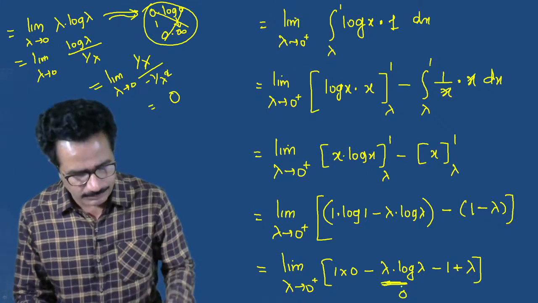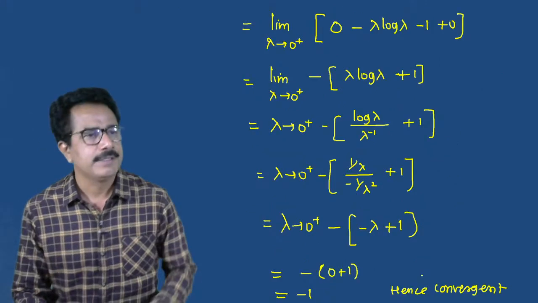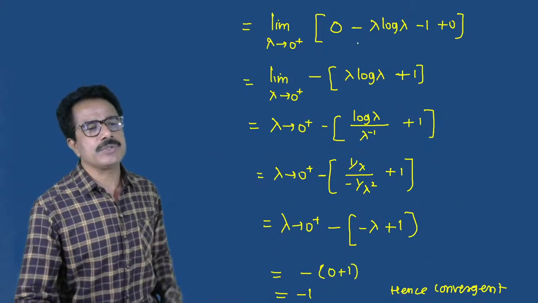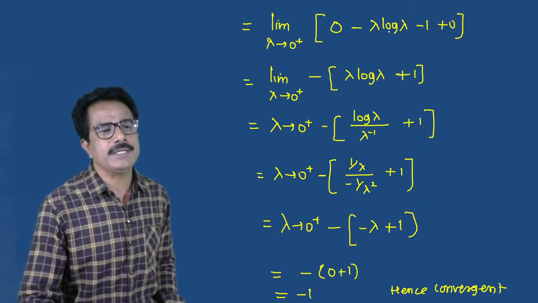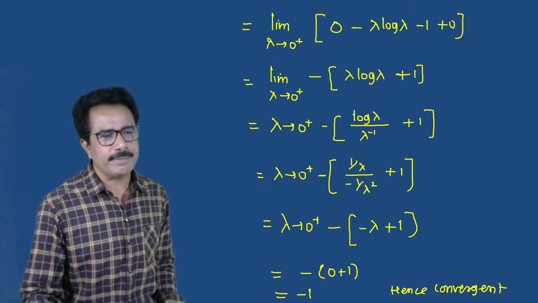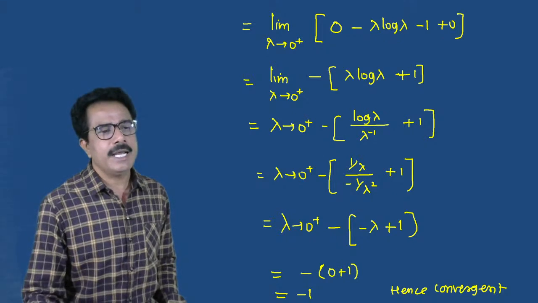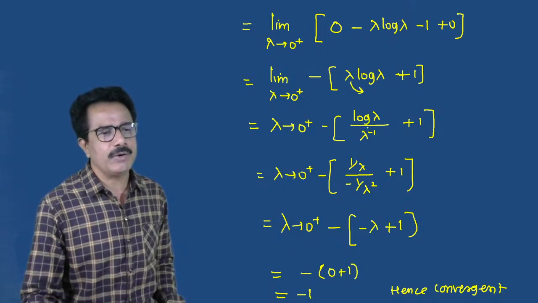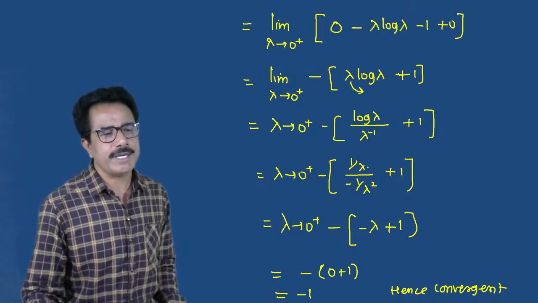I have shown here. See this. Limit lambda tends to 0 positive of minus lambda into log lambda. Lambda into log lambda we can write as log lambda divided by, in the denominator, lambda raised to minus 1.